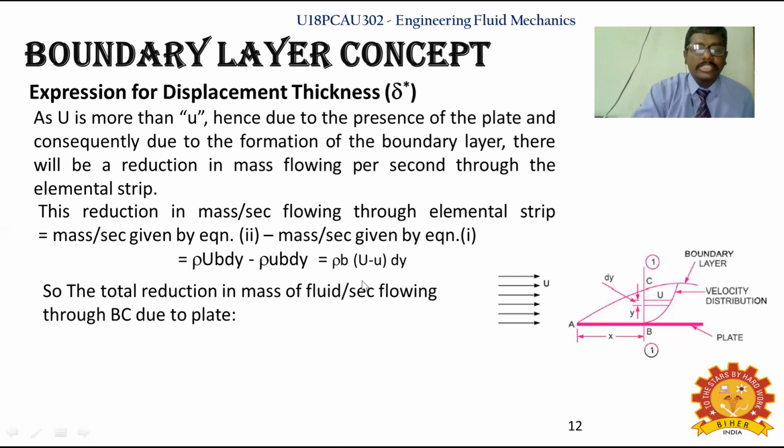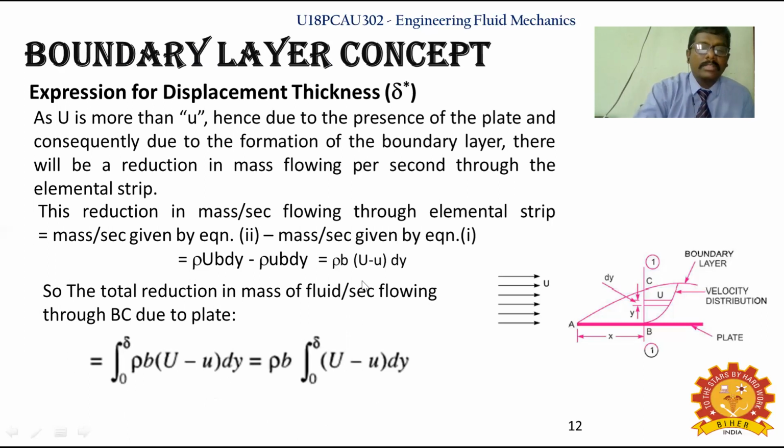So the total reduction in mass of fluid through BC will be this difference, that you are making by integration from 0 to delta. Because from B to C only you will have the boundary layer thickness. Boundary layer thickness is what? Delta. That is what we had seen in the previous definitions in the boundary layer concept.